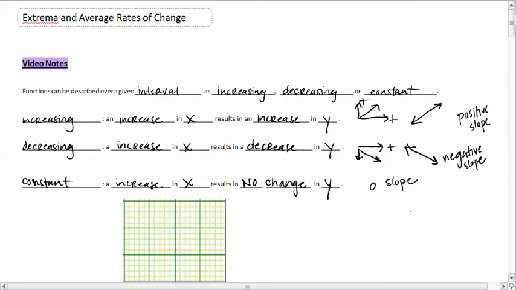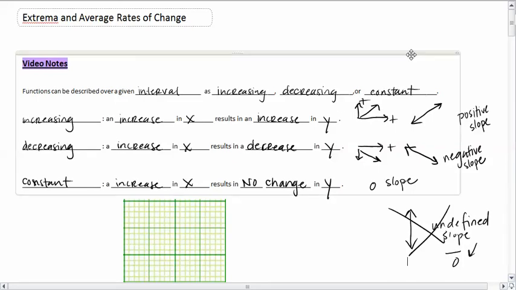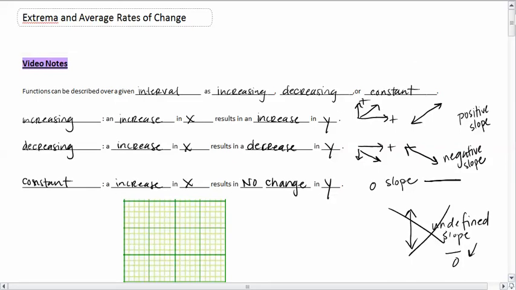If you have something that looks like this, it is undefined. You end up with 0 in the denominator. We have undefined slope. This is not a function. Zero slope, however, looks like this. So you have an increase in your x and no change in your y.